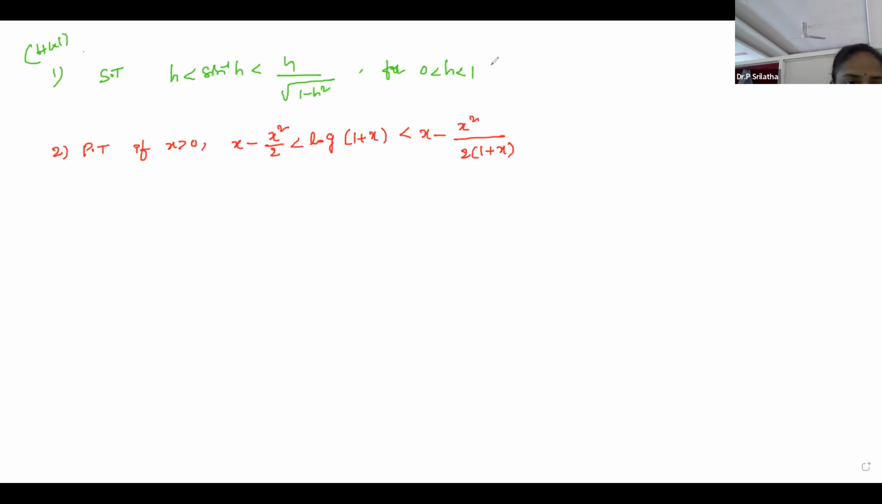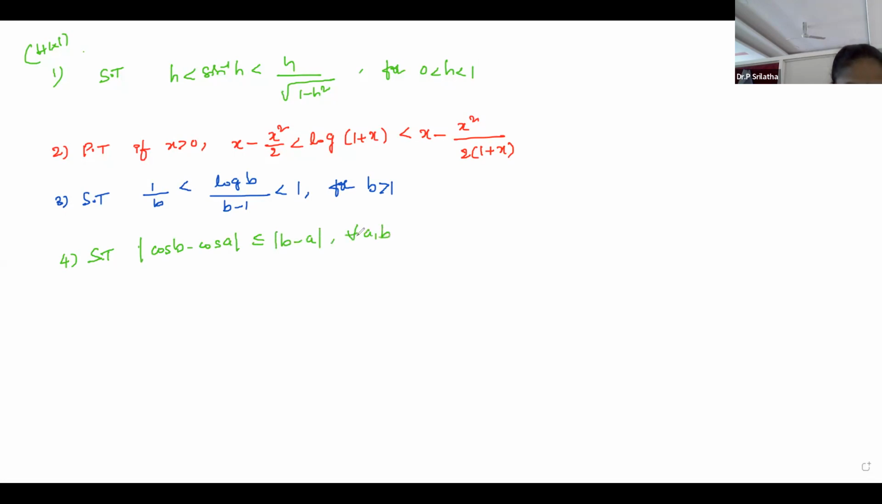Next, show that 1 by b is less than log b divided by b minus 1, which is less than 1, for b greater than 1. Next one, show that modulus of cos b minus cos a is less than or equal to modulus of b minus a, for all a, b. Okay.